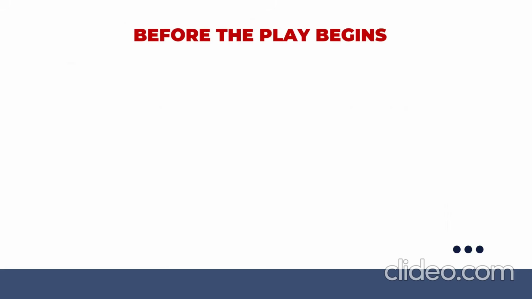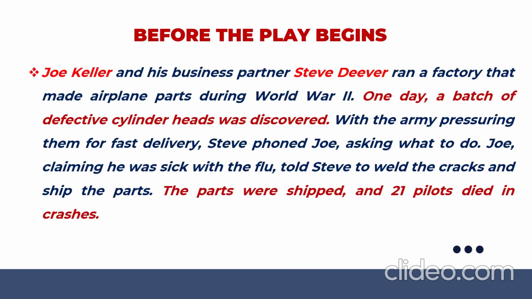Now, before the play begins, we should know a brief background of this play. There is one important character. The protagonist of the play is Joe Keller. Joe Keller and his business partner, Steve Deaver, are running a factory, and in this factory they make airplane parts. What is the timing here? During World War II. One day, a batch of defective cylinder heads was discovered. There was some defect, and there was pressure from the army to give fast delivery.